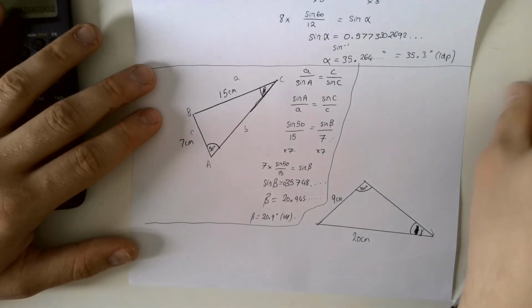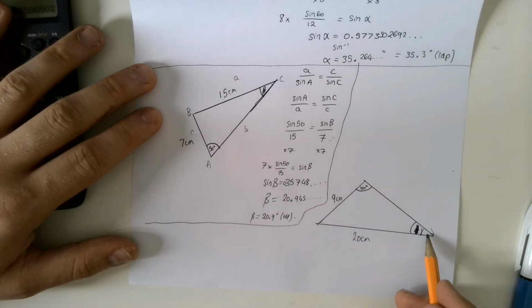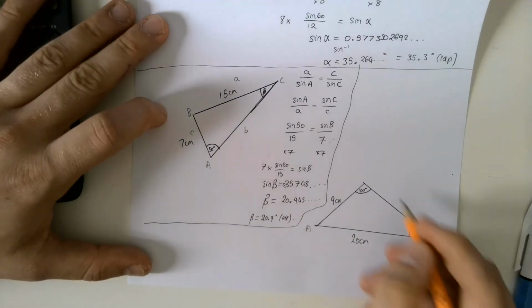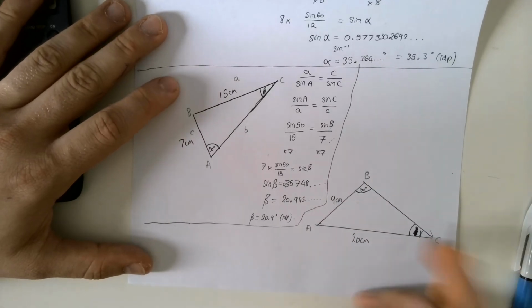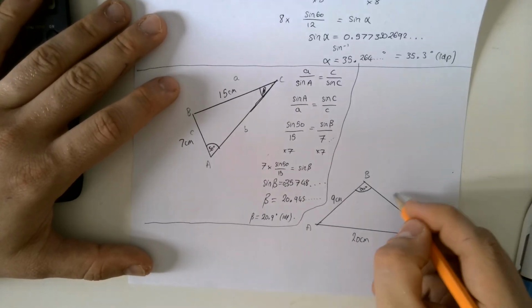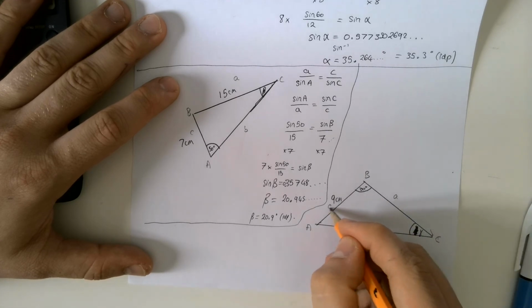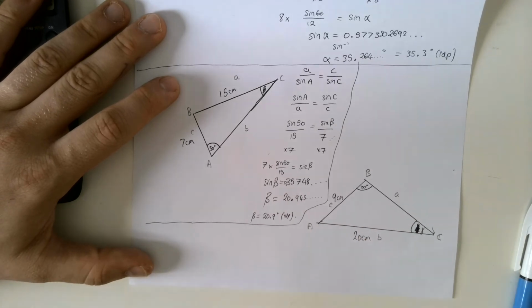So I'm going to just label my sides again. I've got a gamma here, just a Greek letter, so nothing to worry about. Let's call that again A, B, C. Doesn't really matter how we label that. And this is lowercase a because it's opposite A, lowercase c because it's opposite C, and lowercase b because it's opposite B.